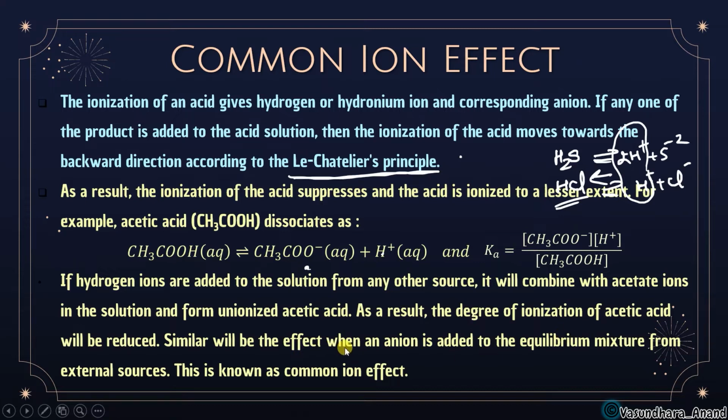Similar will be the effect when an ion is added to the equilibrium mixture from an external source. Either we increase this, or we increase this by any source. The equilibrium will shift in the left direction, that means backward direction, and we will get more and more unionized acid rather than ionized acid. Got it? And this is called common ion effect.